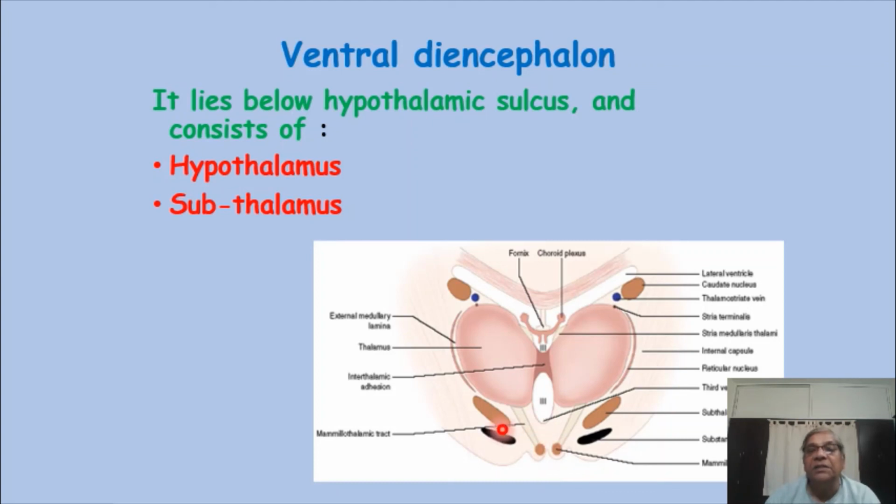But on either side of this floor of the third ventricle, on the right side and left side, below the thalamus, there is a gray mass, and this gray mass is the subthalamus or subthalamic nucleus, which you are seeing, a nucleus within the subthalamic region. So this consists of the ventral diencephalon, hypothalamus and subthalamus.